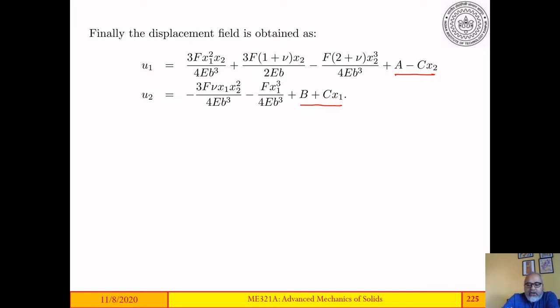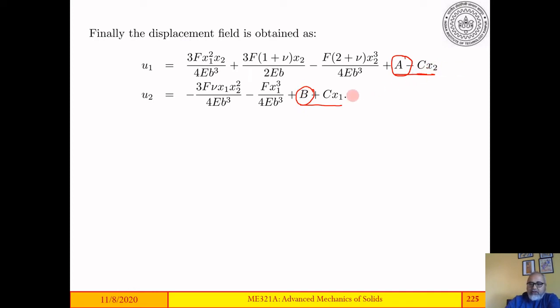These terms are quite easy to understand from a physical point of view. Why do we have these constants here? So the first constant, a, is a constant. It doesn't depend on x1, x2, which means that it's a rigid body displacement in the one direction, similar to b, which is a rigid body displacement in the two direction.